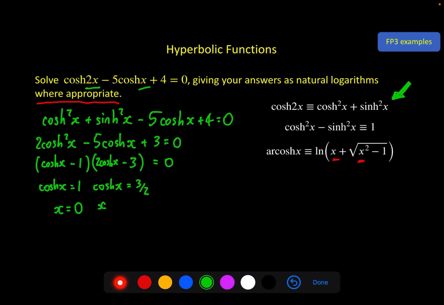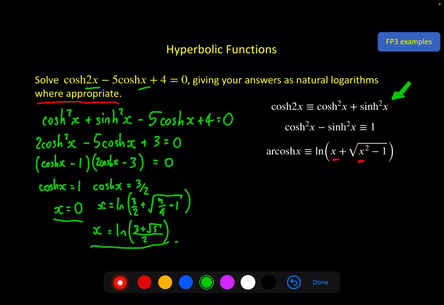So x is equal to natural logarithm of 3 over 2 plus the square root of 9 over 4 minus 1. And then again, you should tidy that up like we did in the previous example. The 1 there gives us a 5 over 4 again. So you end up with 3 plus the square root of 5 over 4, when you square root that, you can combine that into a half. And here are our two answers.